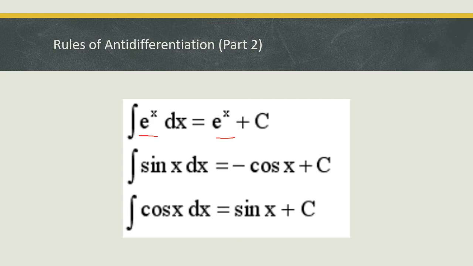And similar to the e^x rule, the antiderivative of sine of x is negative cosine x, while the antiderivative of cosine x is sine of x. Oh, pardon. Is sine of x.